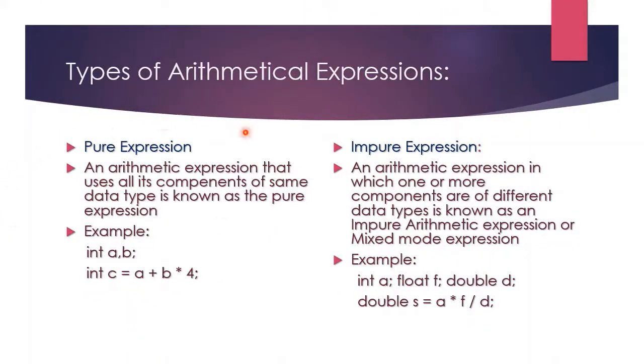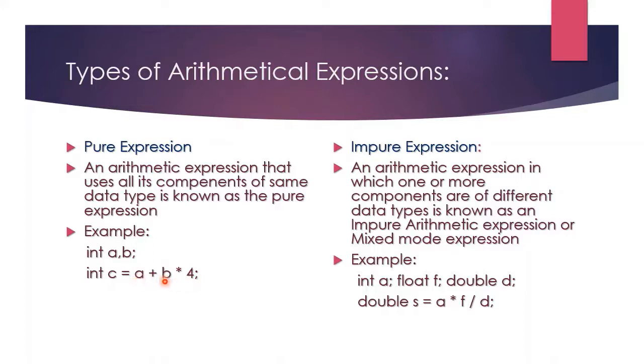Types of arithmetical expressions. We have pure expression and impure expression. What is a pure expression? An arithmetic expression that uses all its components of the same data type is known as a pure expression. Here, if we consider an example, we have taken a, b as integer type variables. int c = a + b * 4.